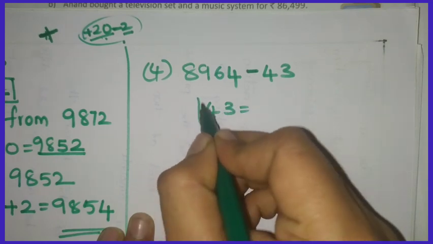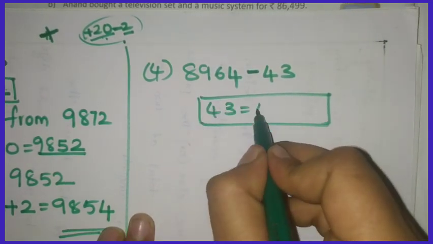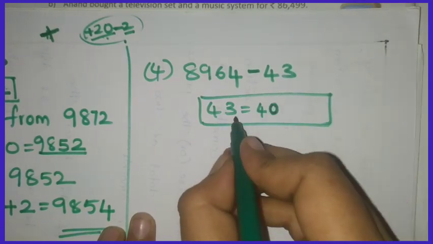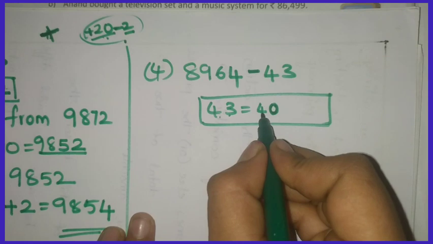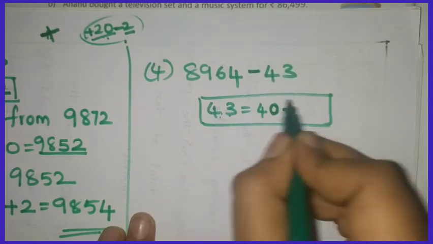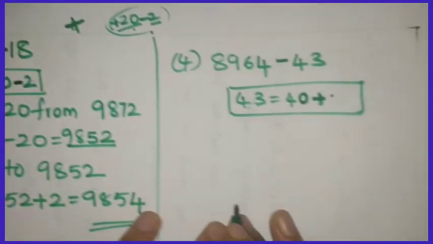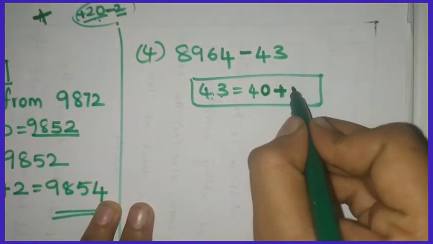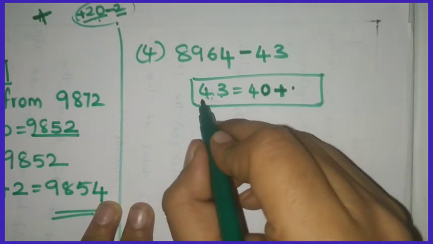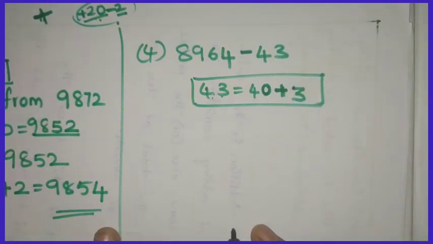43 is nearer to 40 or 50? Yes, it is nearer to 40, okay. So we will write here 40. In these two, which one is the biggest one? 43. So we will add, okay. If it is the biggest means we will add, if it is the smallest means we will do subtraction. 40 plus how much do we have to add to get 43? Yes, 3. 40 plus 3.